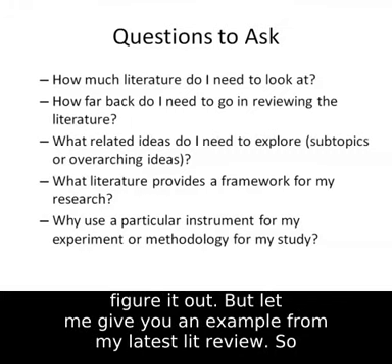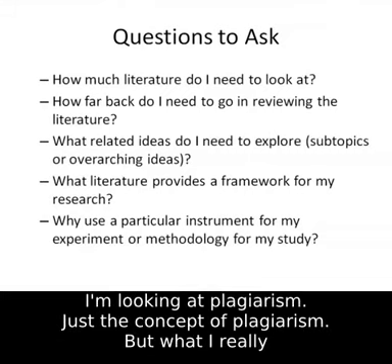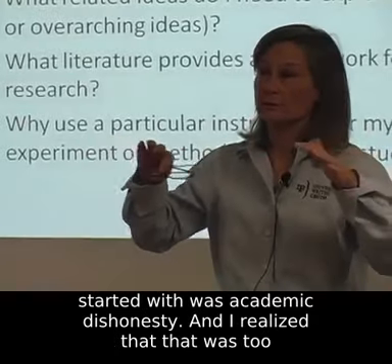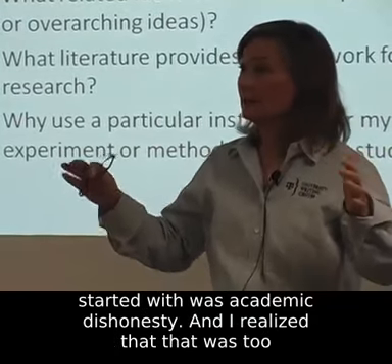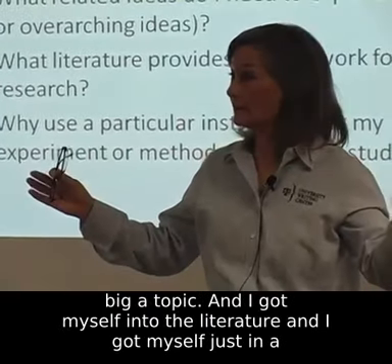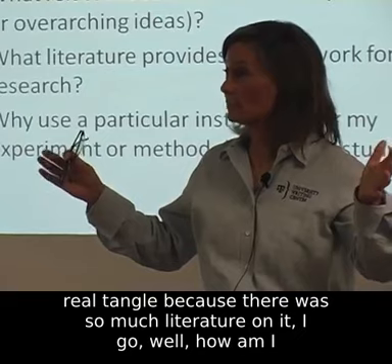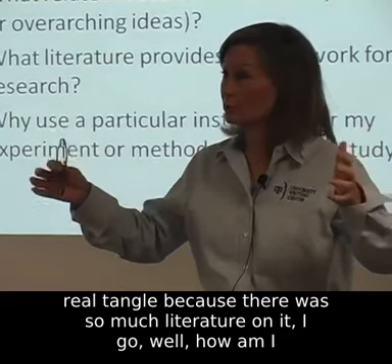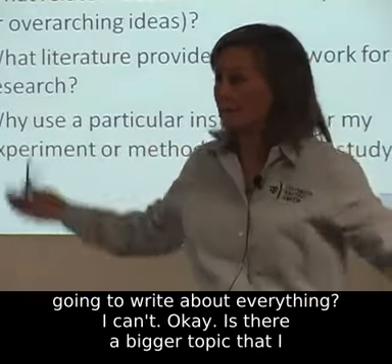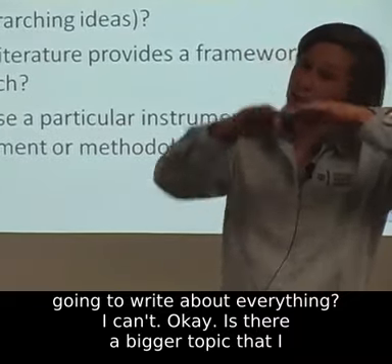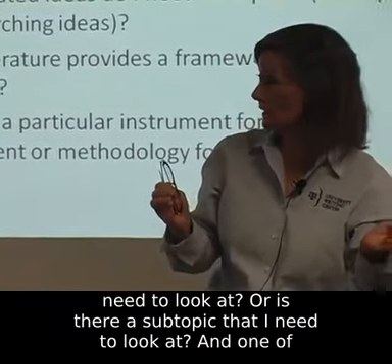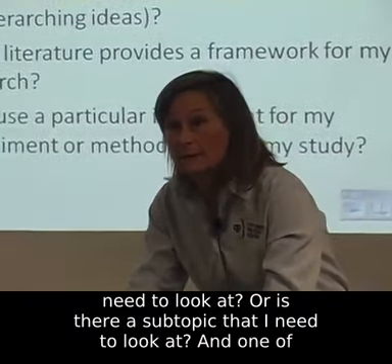But let me give you an example from my latest lit review. So I'm looking at plagiarism, okay? Just the concept of plagiarism. But what I really started with was academic dishonesty. And I realized that that was too big a topic. I got myself in the literature, and I got myself in a real tangle, because there was so much literature on it. I thought, how am I going to write about everything? I can't. Is there a bigger topic that I need to look at? Or is there a subtopic that I need to look at?